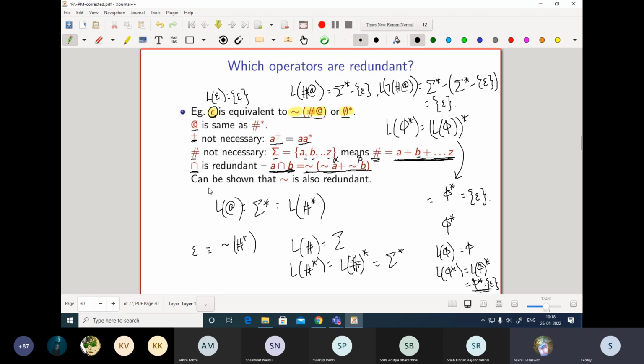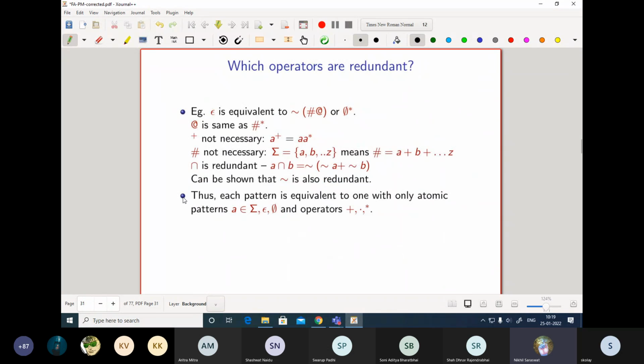Okay, so the last thing that can be shown to be redundant is this not symbol in your sigma dagger. It can also be shown to be redundant, but it's a little bit involved, so we will not see the proof. All these things can be shown to be redundant, meaning that if it appears as part of a pattern, you can replace that sub pattern by something else, and the same language is maintained. You maintain equivalence.